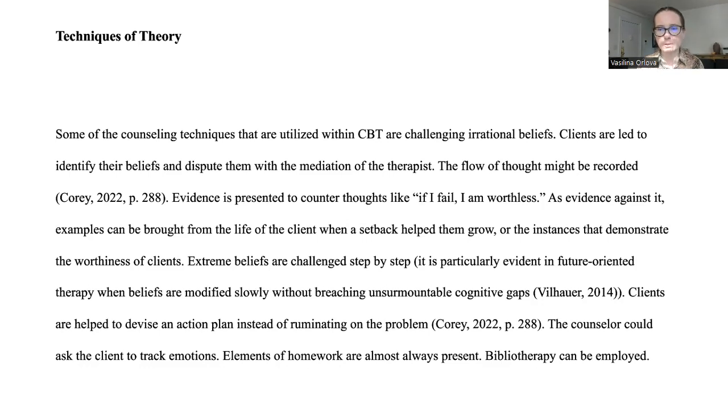Also, another technique that is being used is the counselor can teach the client to track emotions. Thus, the clients can see that some days are better than the others, and there are some particular factors that might be influencing their mood, and that they might even have some sort of cycle in their mood, or they might modify their mood by themselves. So elements of homework are always present, which means that the client does a lot of work towards his or her own growth. And bibliotherapy can be employed. Clients can be asked to read some helpful self-help books, or familiarize themselves with the theory and see what exactly they're applying to their lives.